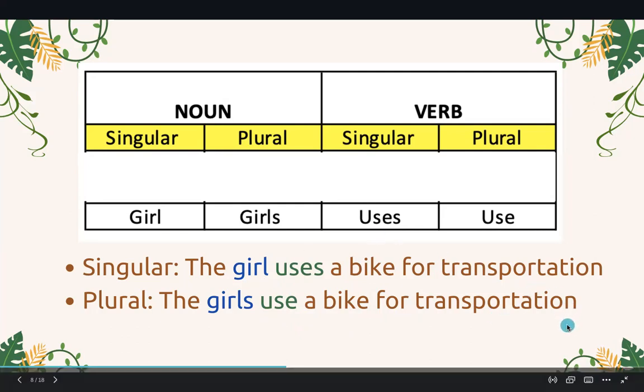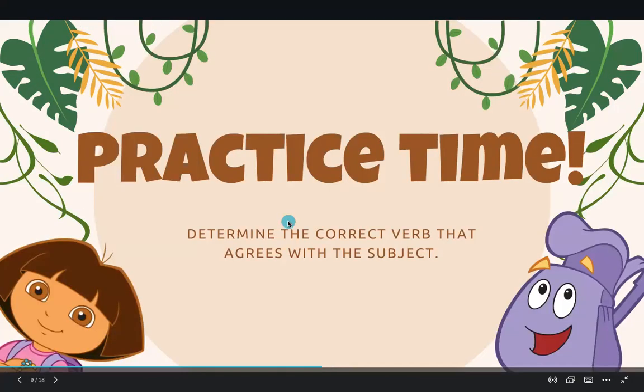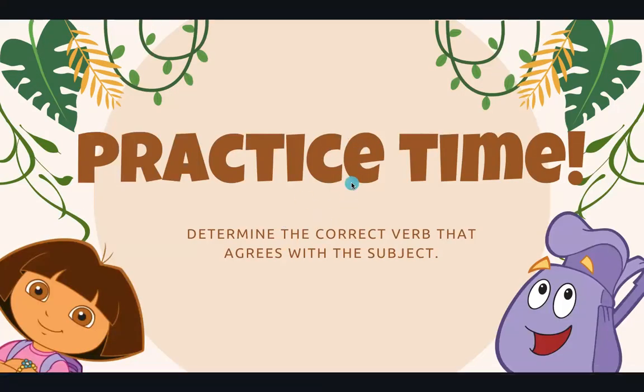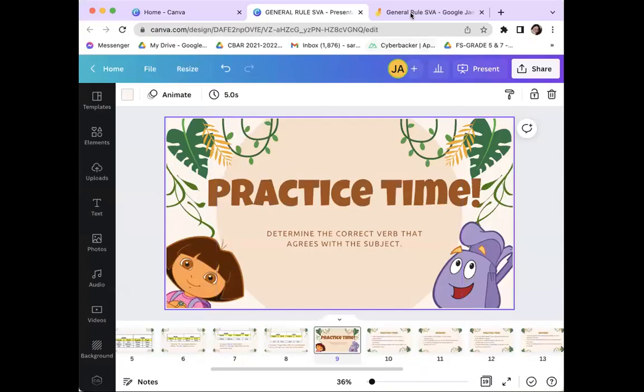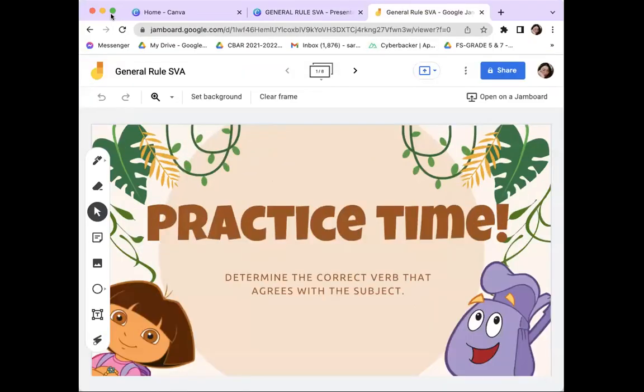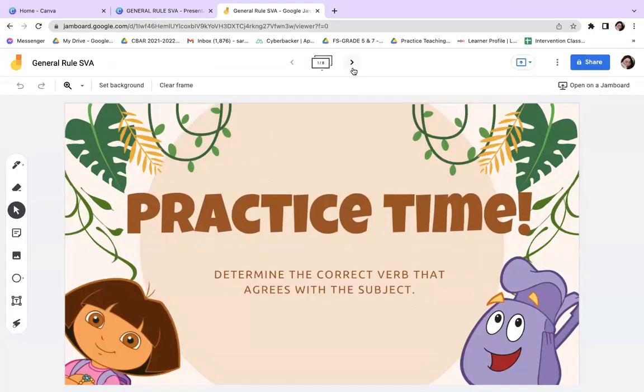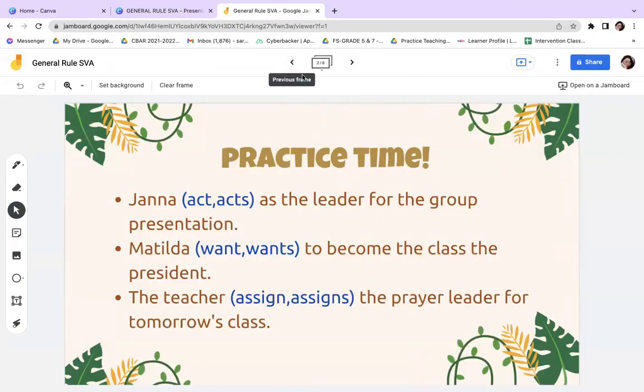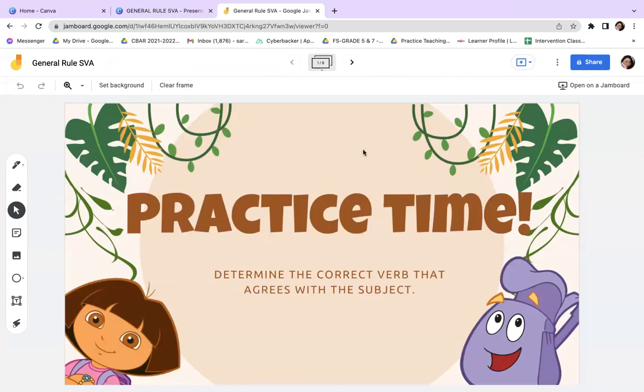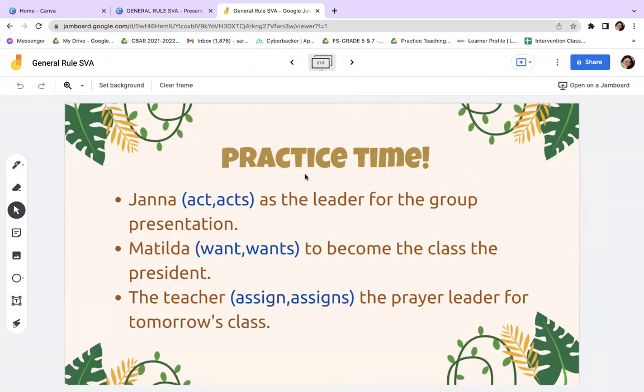Okay, so we have here some practice time. In our practice time, we will go to the Jamboard. Here is your Jamboard. You have to determine the correct verb that should be used in the sentence. We have: Jana acts as the leader for the group presentation. You can take note of the correct answer on your sheet of paper.